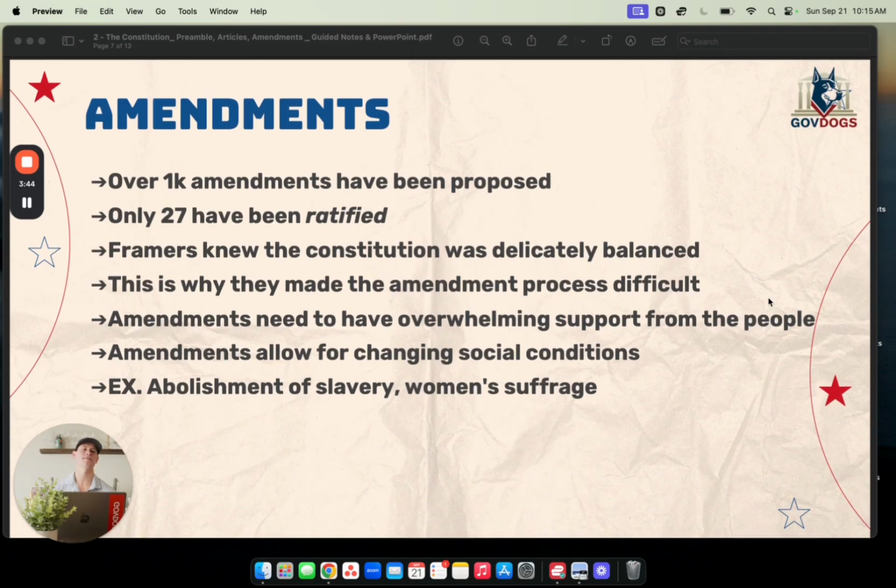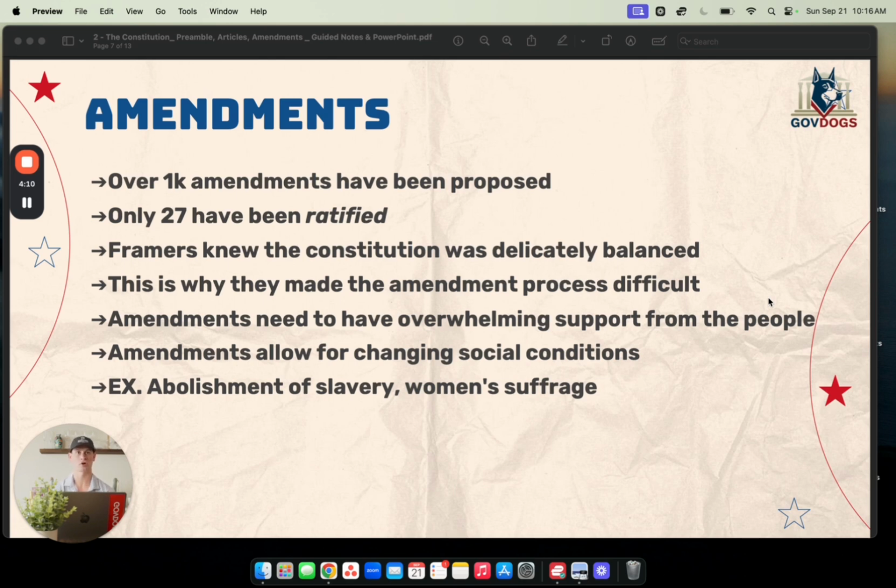Now, over 1,000 amendments have been proposed, but only 27 have been ratified or approved. The framers knew the Constitution was delicately balanced, right? This is why they made the amendment process difficult. You want some degree of difficulty when you are amending the U.S. Constitution because you want to make sure, absolutely sure, that the majority of the states and the majority of the citizens find the change to the Constitution beneficial.